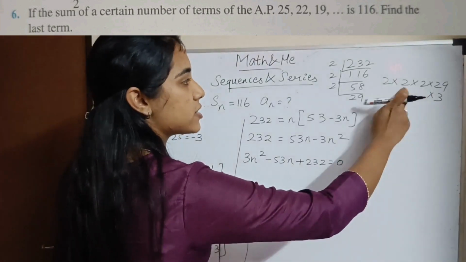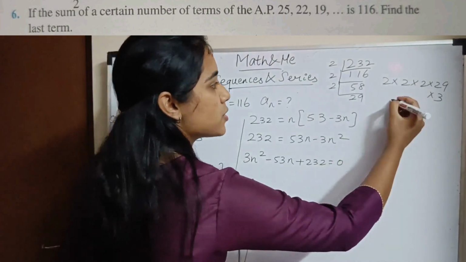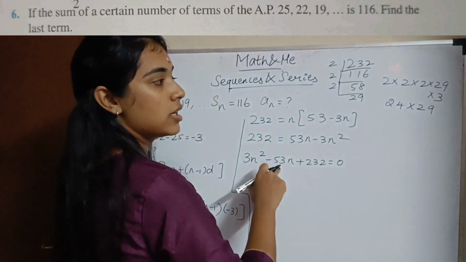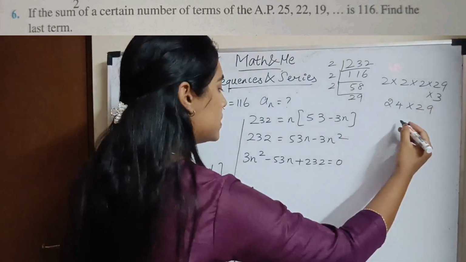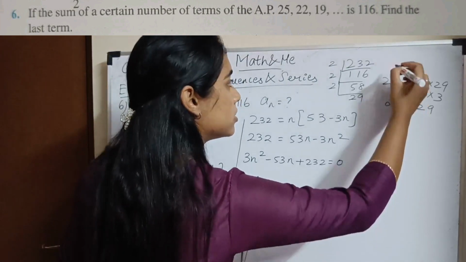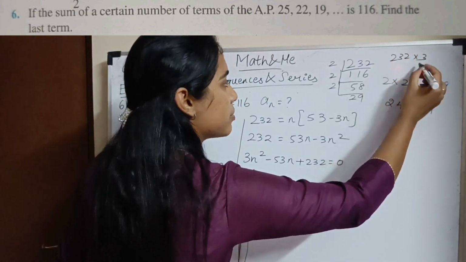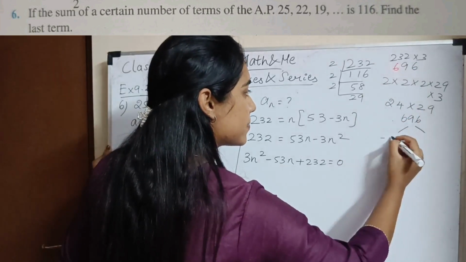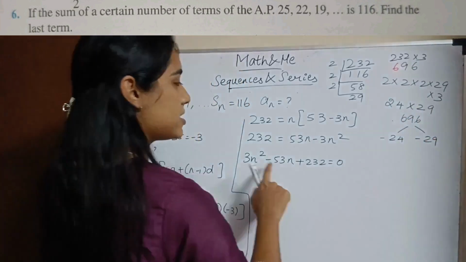I have 3 times 2 is 6, 6 times 2 is 12, 12 times 2 is 24. So I have 24 times 29. When I add these, I get 53. So what are my numbers? 232 times 3 is the product, 696. So I need to get 696 and I need minus 53.